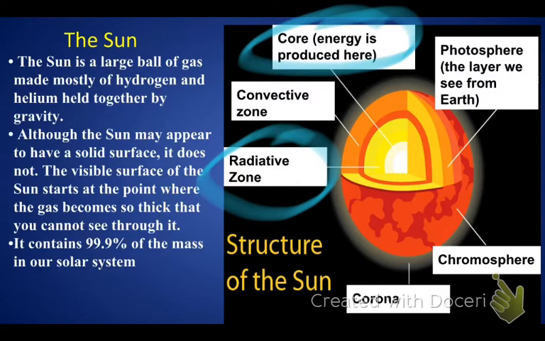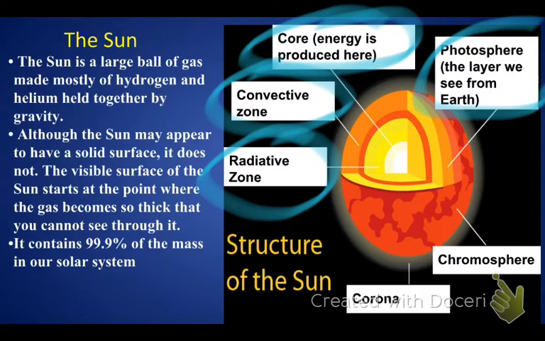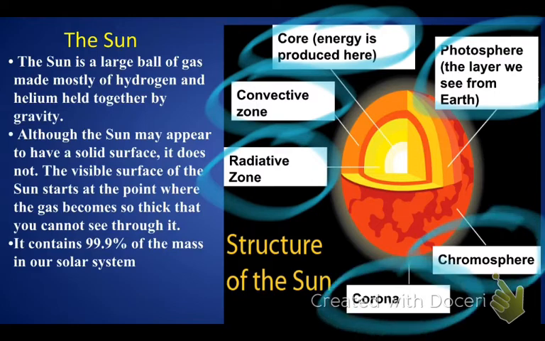And then followed by the convective zone, the photosphere, which is the layer that's thick enough for us to see from Earth. So when we're looking and we see the Sun, it looks solid. It's not solid, it's just that's where the gas is dense enough that we see it. So that's the photosphere. And then this is the chromosphere. And then, of course, we have the corona, which is the light that's coming off the Sun.